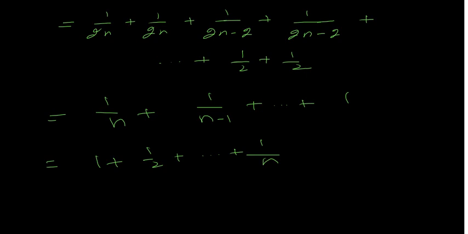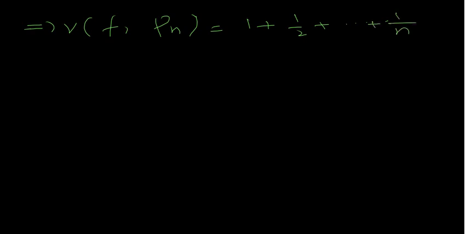So therefore the variation of f with respect to the partition Pn is equal to 1 plus 1 by 2 plus so on. And this sum is not a bounded sum if n is varying. It's not a finite sum. The last term is plus 1 by n.